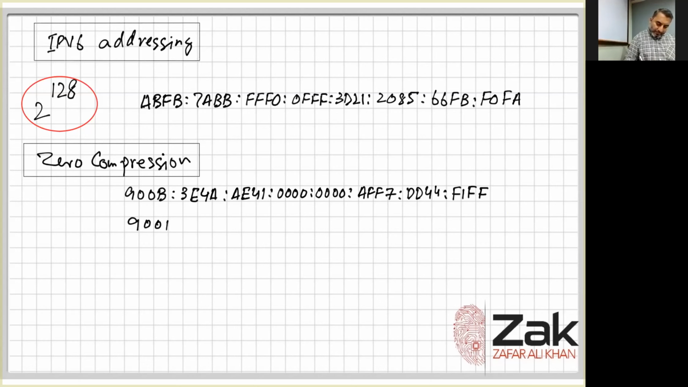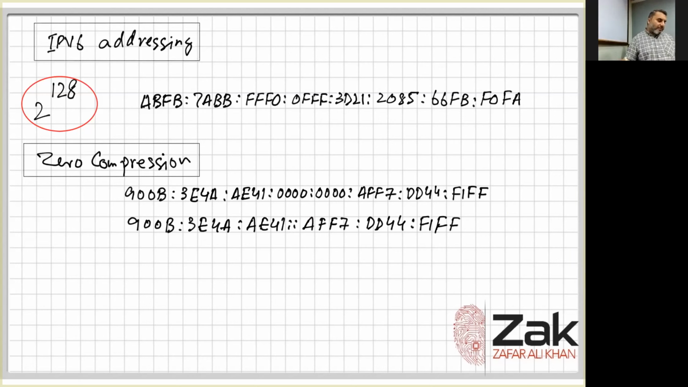900B, 3E4A, AE41, then AFF7, DD44, and then F1FF. Now what happens with this section, 00000000, is that it is replaced by colon colon over here, a double colon.